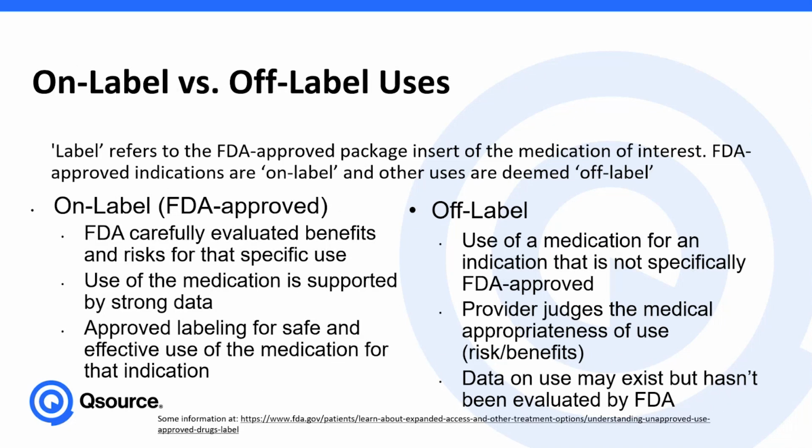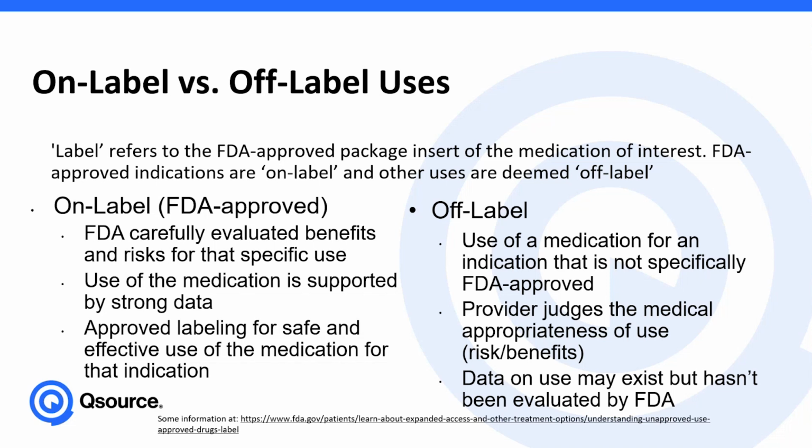When we think about this idea of on-label versus off-label uses, the label refers to the FDA-approved package insert. Without getting into too much detail, the life cycle of a medication goes through preclinical, so animal studies. It goes into human studies, which typically start with healthy individuals. It then goes into individuals with a particular targeted disease state. It goes to a large-scale study. And then that information is all gathered and sent to the FDA, and the FDA makes an approval decision.